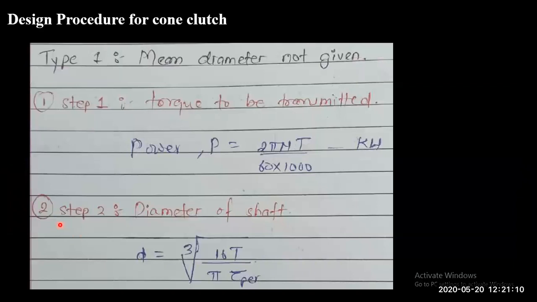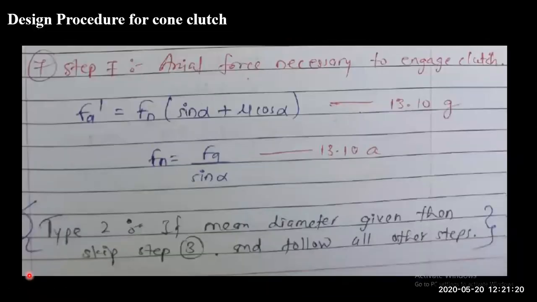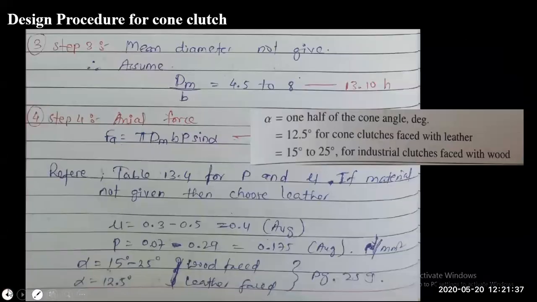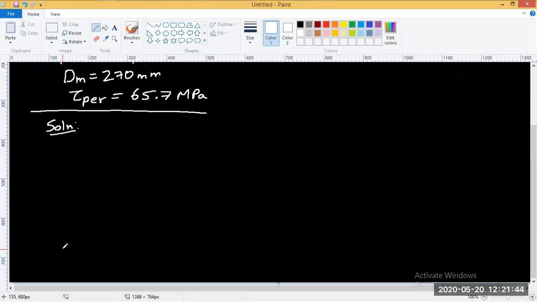Right. So type 1, type 2, only one small difference is there. As I told you while presenting, I have input the notes somewhere here. All right, check it out. For type 2, the mean diameter will be given. Then just skip step 3 and follow all other steps. So that's the only simple change we need to make. Only skip step 3 as we already know the mean diameter. Okay, so let's proceed with the steps.